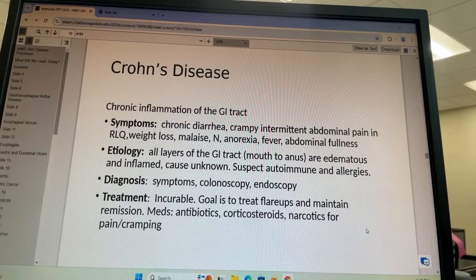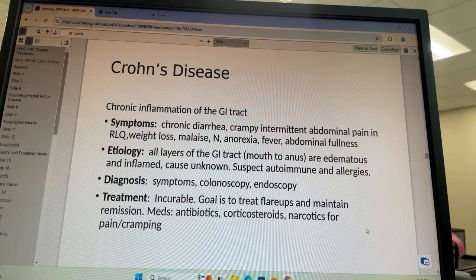What's happening here is that all of the layers of the entire GI tract, from the mouth all the way to the anus, are potentially inflamed. Okay, so there's edema, which is the extra fluid, and the cause of this is unknown. No one really understands why this happens. There is a suspicion that it's autoimmune related or allergy related, either some strange allergy that we don't know about yet. We know about gluten intolerance now, which we didn't know about several years ago. So there could be some new allergen that's causing it, or an autoimmune cause.